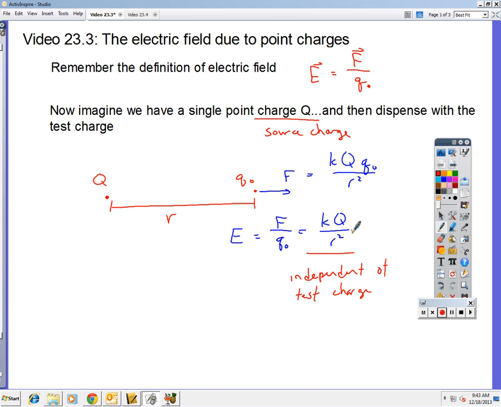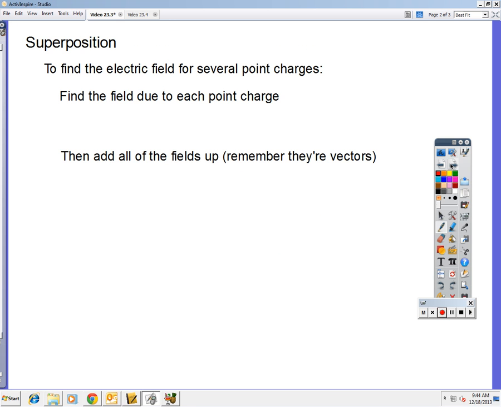So given a collection of point charges, find the electric field that is created by those point charges. And if we have multiple point charges, all we have to do is find the electric field for each point charge and add all the fields up. So let's say that we have 3 point charges, Q1, Q2, and Q3. And we want to find the field at this point here. I'll call that point P.